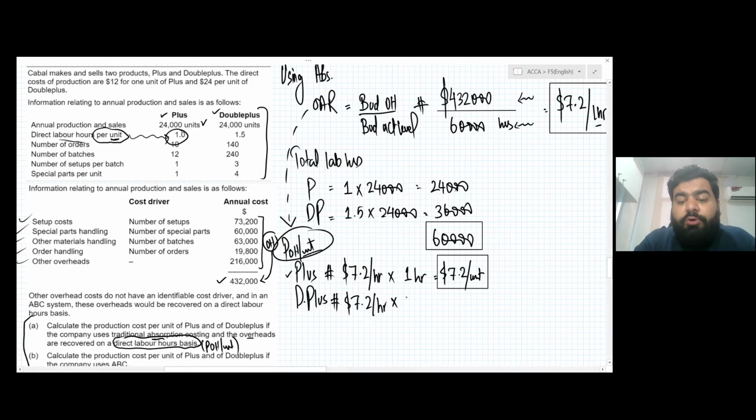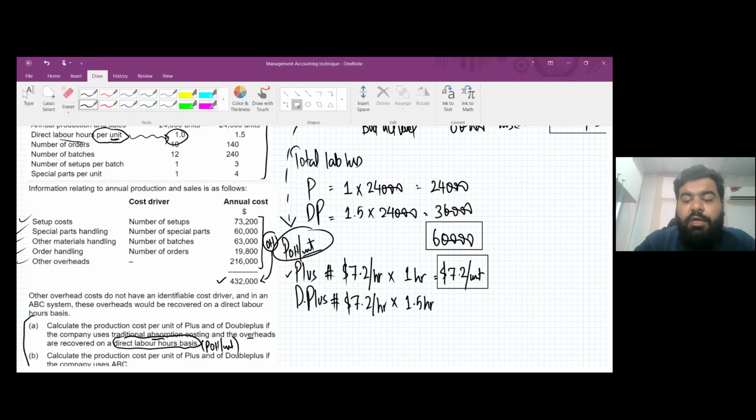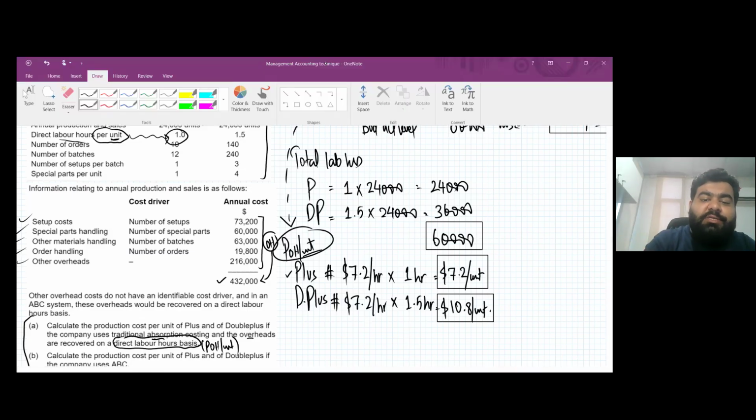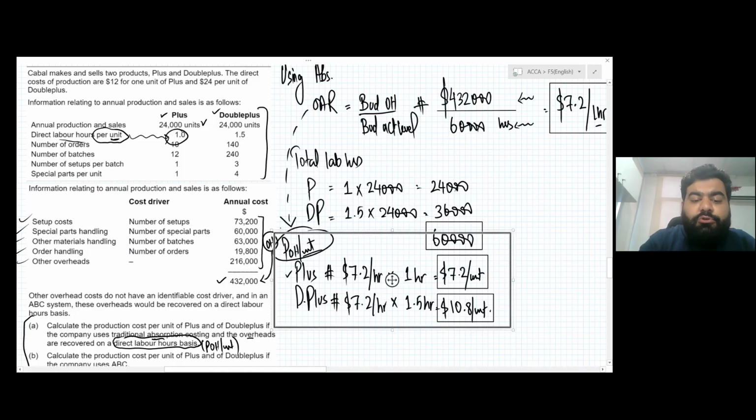And for double plus, there are 1.5 hours per unit. Basically, 1 unit of double plus takes 1.5 hours. For that, the answer will be different. It will be 7.2 into 1.5, $10.8. 10.8 per unit. So these are the answers of production overheads per unit using absorption costing.